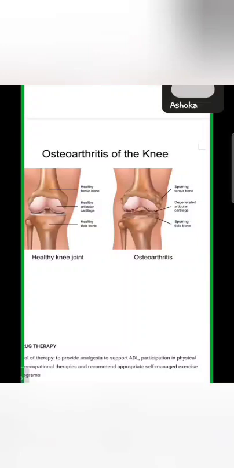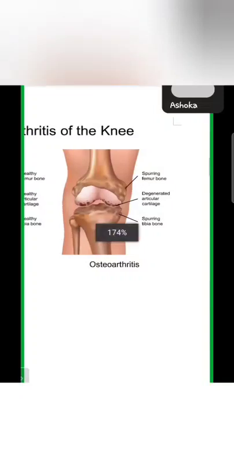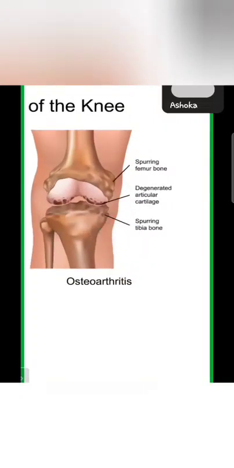I've taken more pictures to show you a healthy femur bone, healthy articular cartilage, tibia bone, but you can see something which is degenerating, the cartilage degenerating. A spurring femur bone. Spurring means those osteophytes being produced, the bone spurs, they are coming from the chondrocytes that are within the matrix of the cartilage.